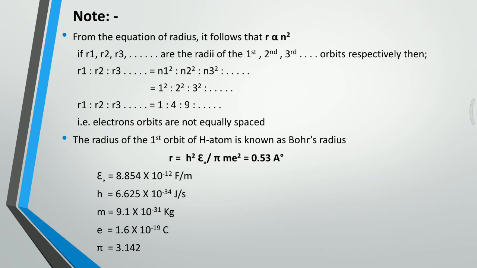On substitution of all these values, with n equal to 1 for the first orbit, we get r equal to 0.53 angstrom units. In other words, the radius of the first orbit of the hydrogen atom is called Bohr's radius and is given by 0.53 angstrom units or 0.53 × 10⁻¹⁰ meters, which is said to be the radius of the first orbit of the hydrogen atom.